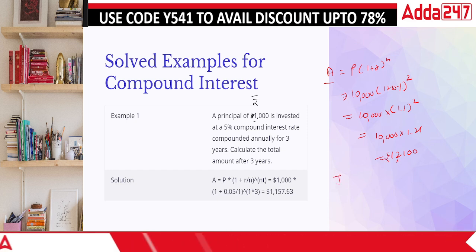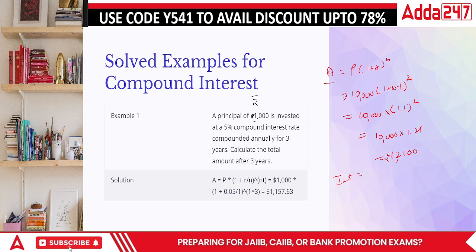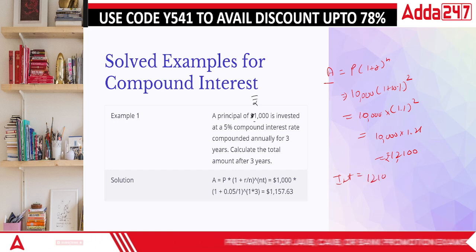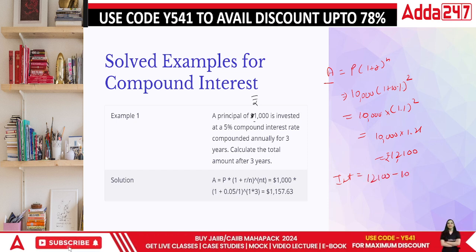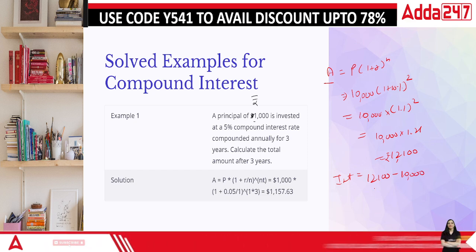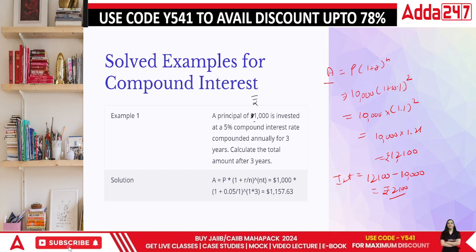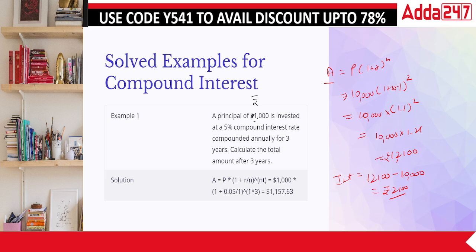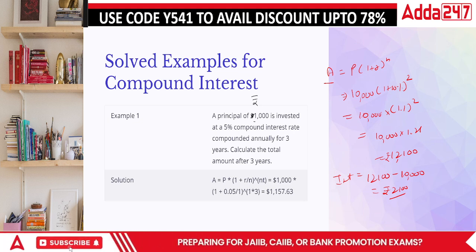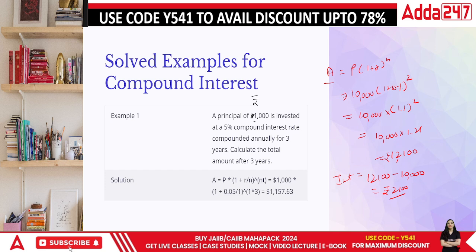And if I talk about the interest, what is the amount of interest in this case? This is 12,100 minus 10,000, as the principal was 10,000. That means a total of 2,100 is the interest that we are receiving. The difference in this case is your principal is again reinvested. Every single time you reinvest, your interest increases because your principal is more than the previous year. So in this case, you get more interest.